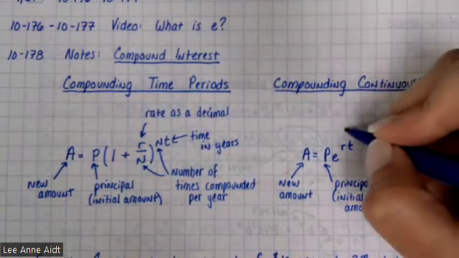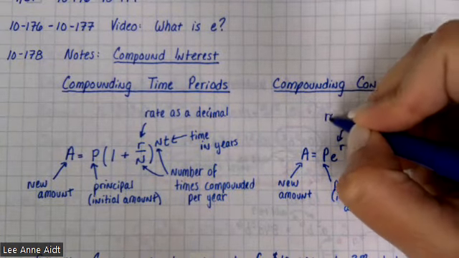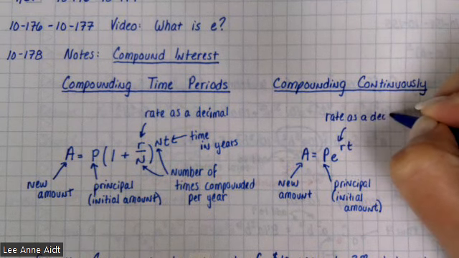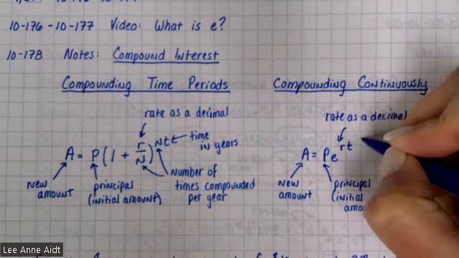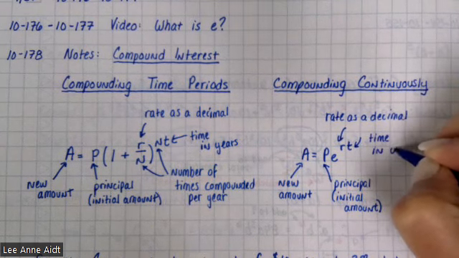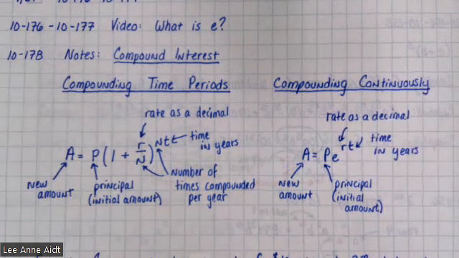R is rate as a decimal. And T is time in years.